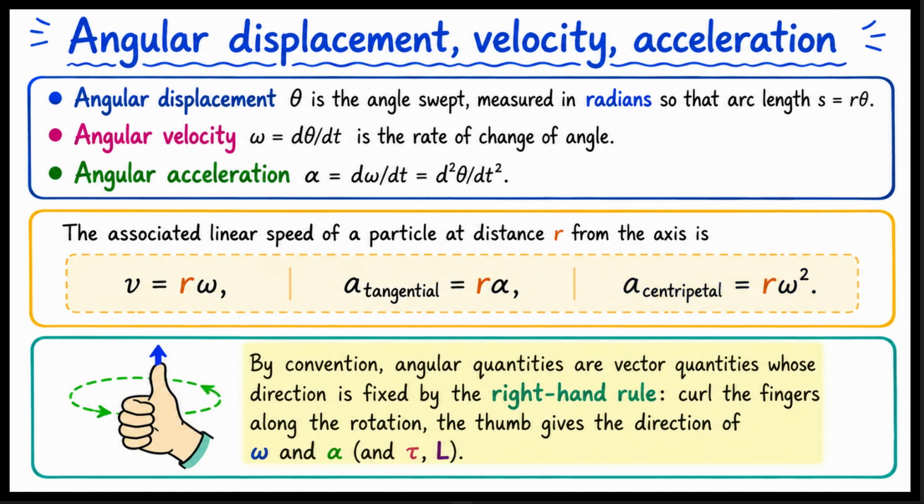By convention, angular quantities are vectors whose direction is fixed by the right-hand rule. Curl the fingers along the rotation, and the thumb gives the direction of omega and alpha, and later of torque and angular momentum.